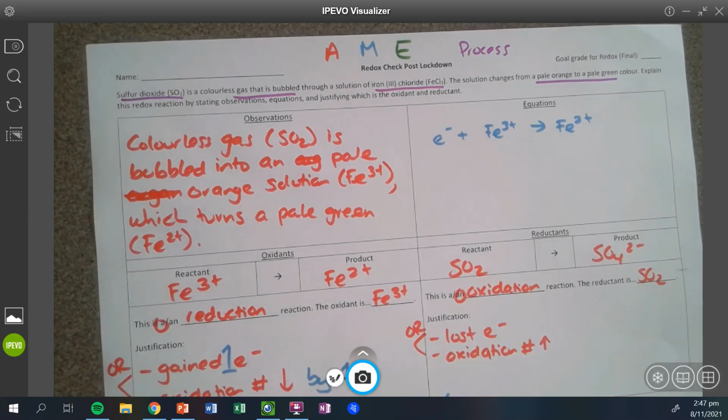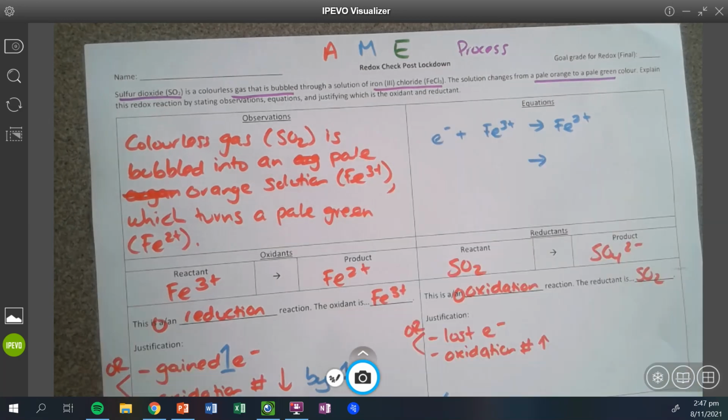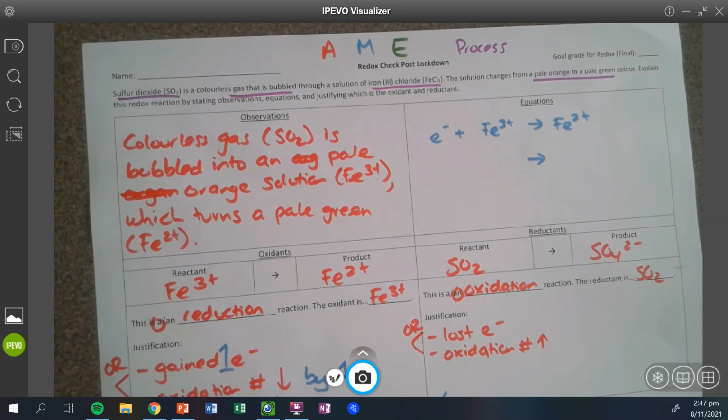I'm trying to decide if I should do it in blue or green. I might do it in blue so you guys can see it and then show you guys the excellence with the green. Okay. So what I need to keep in mind when I'm doing this, I might actually start with the equation because I think the equation then makes it a little bit easier for me to do oxidation numbers and electron gain and loss.